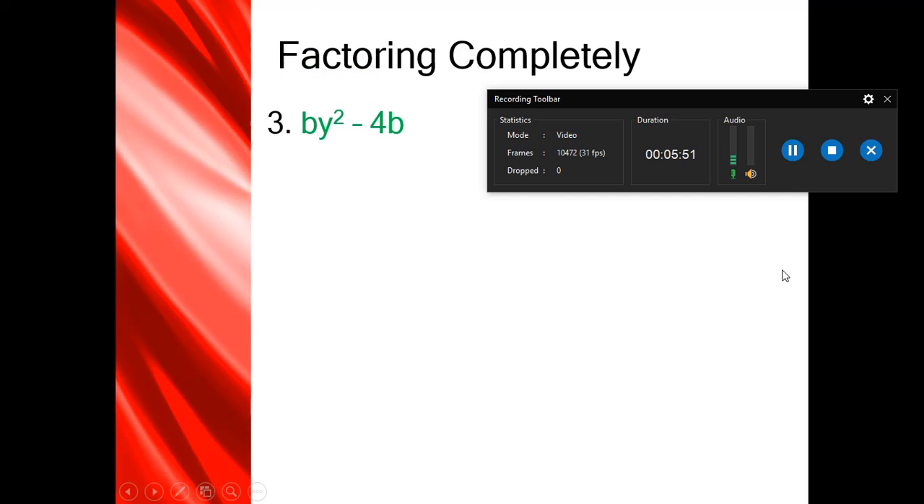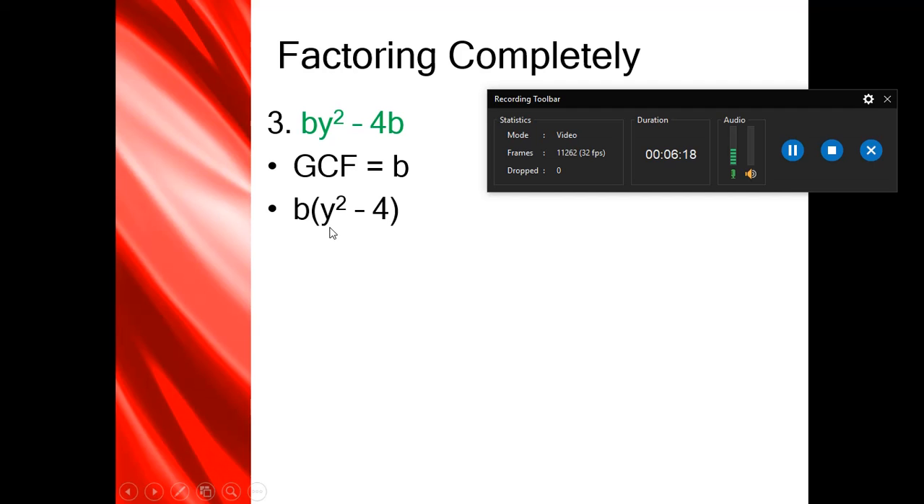In number 3, is there a greatest common factor? When I look at both terms, I notice they both have a b in common. So I'm going to remove that from both terms. And I'm going to keep the greatest common factor in front, but I have a leftover term of y squared minus 4. At this point, I can see that a is 1.